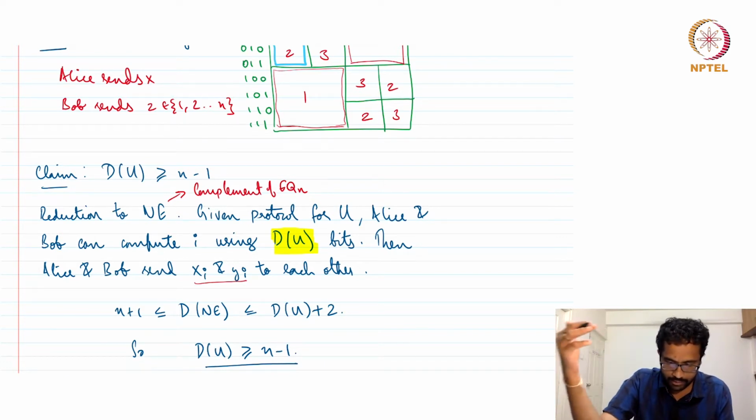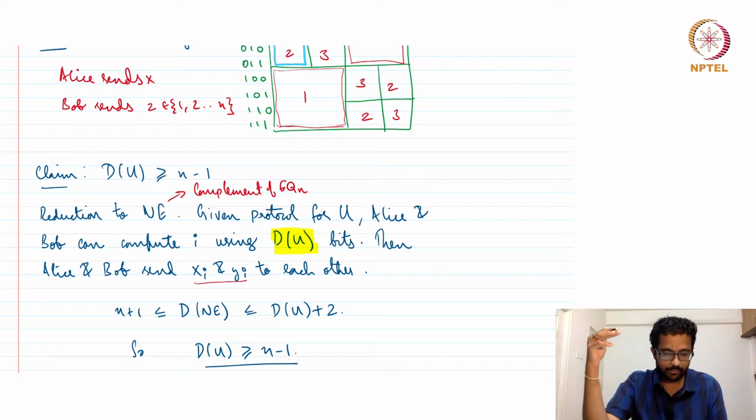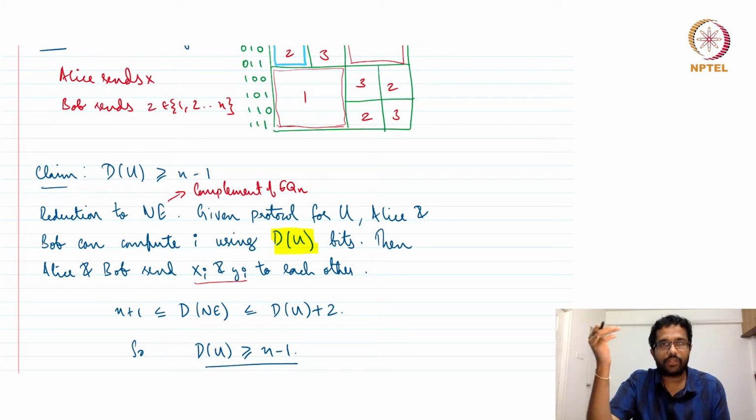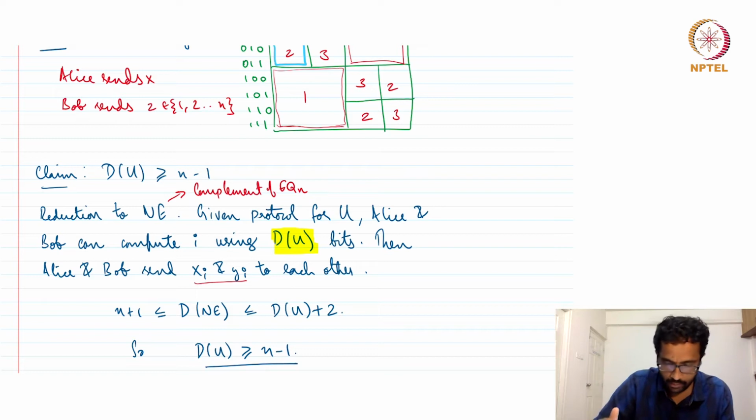So what is the complexity of this protocol? The complexity of this protocol is the complexity of the protocol for computing universal relation, du, after which Alice sends xi and Bob sends yi. So 2 more bits after du. So this is the complexity of this protocol, and this is one protocol for not equal to. So deterministic complexity of not equal to is at most du plus 2.